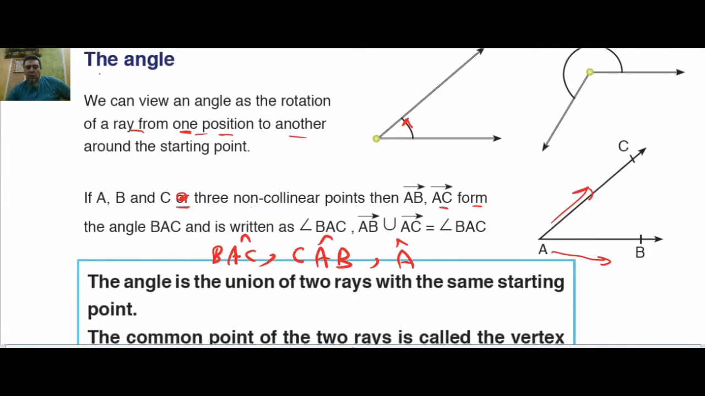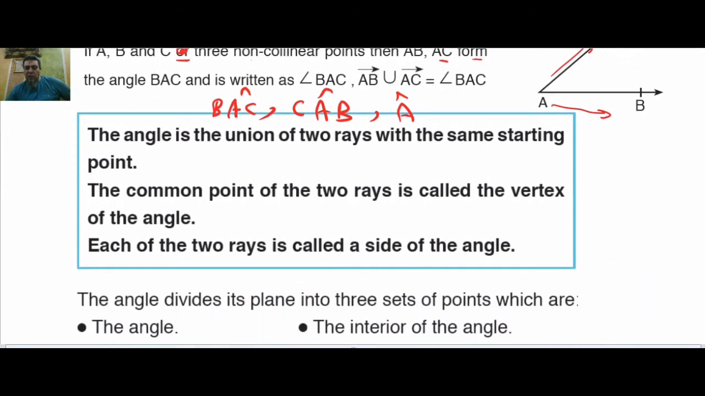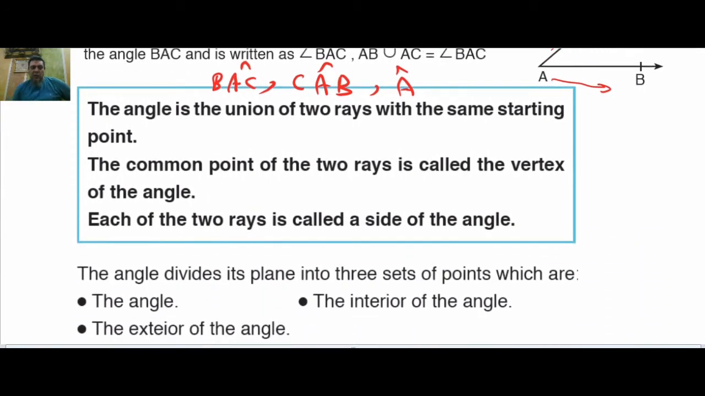The definition of the angle: the angle is the union of two rays with the same starting point. The common point of the two rays is called the vertex of the angle. Each of the two rays is called a side of the angle.